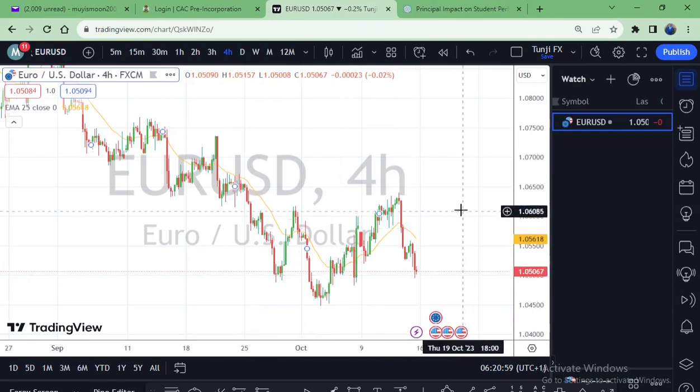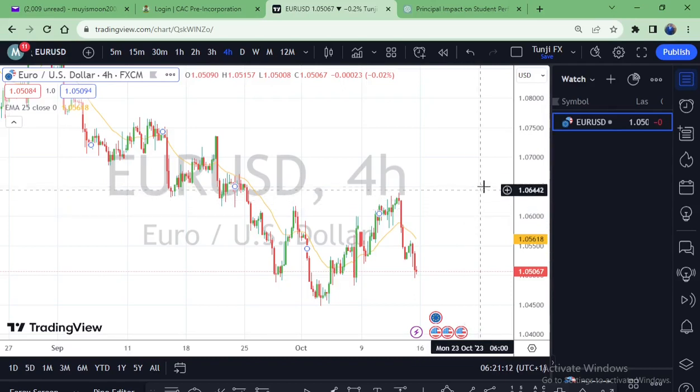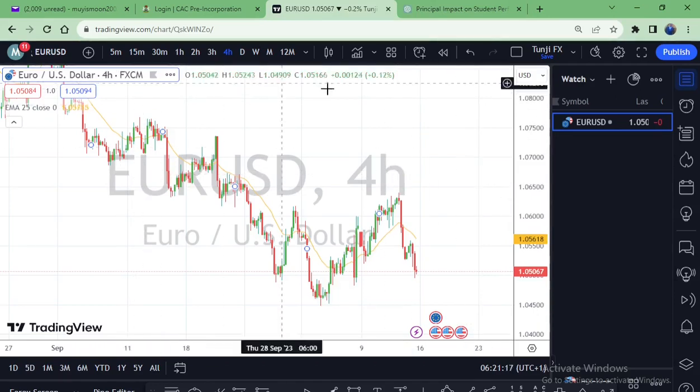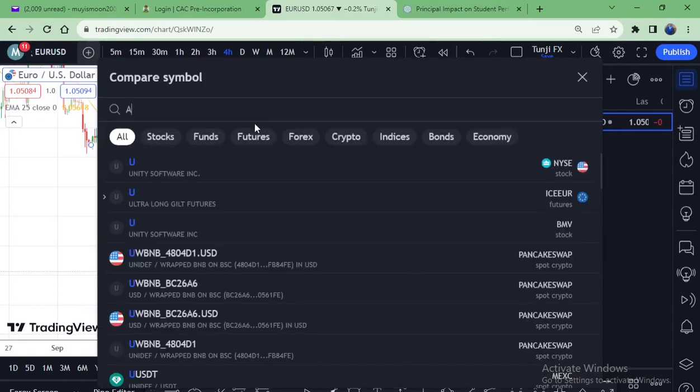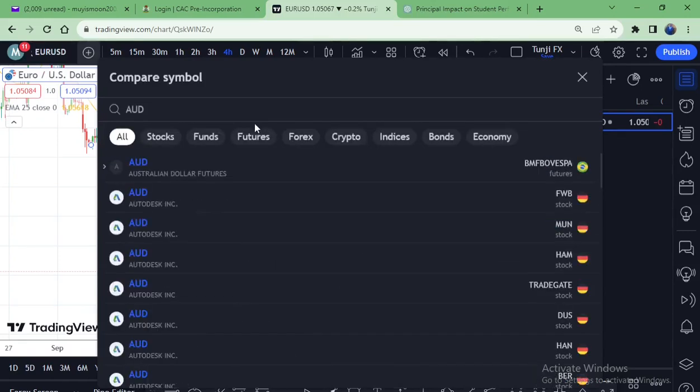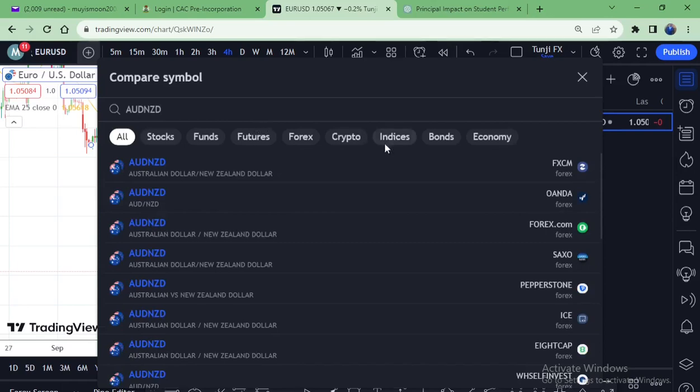So we are going to be talking about our trade of the week. Our trade of the week for this week is going to be Euro USD. Before we go to this trade, let's look at our previous trade of the week, AUD NZD, so we can have an update of what actually is going on with that trade.